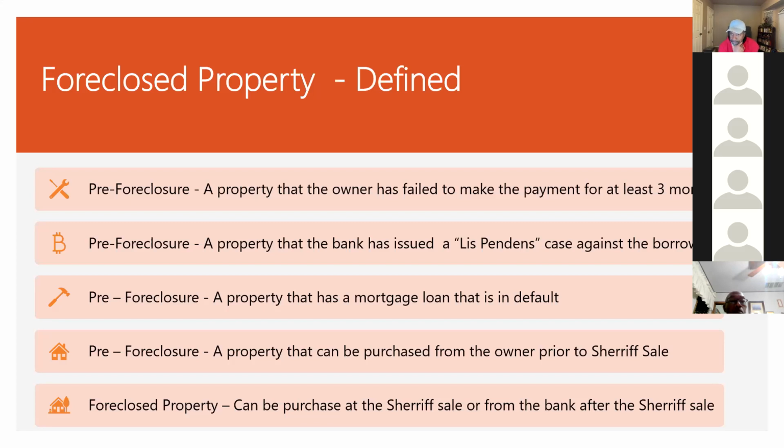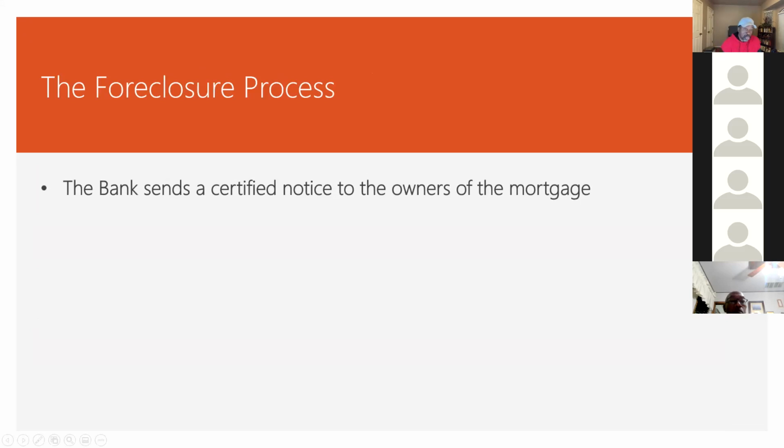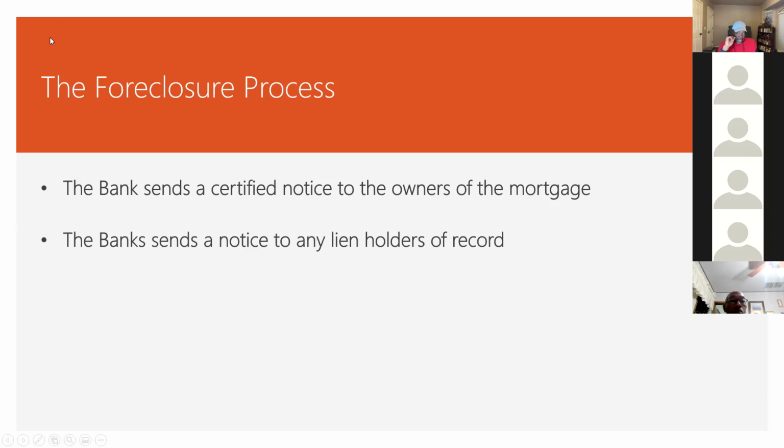Anybody else? Okay, so the process, here's how it starts. You're going to get a notice from the bank saying, hey, Mr. and Mrs. Owner, you guys are 3 to 6 months late. We're getting ready to foreclose on this property. Then the bank's going to send a notice to any lien holders of record. So if anybody else has any liens on that property, whether it's the Oklahoma Tax Commission, Oklahoma County, or a divorce, whatever it is, if anybody else has any interest in that property, the bank's going to send them a notice.